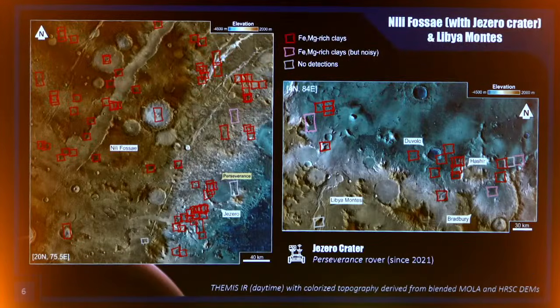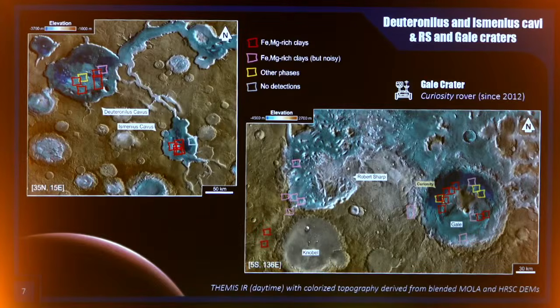another place with a huge mineralogical diversity. Also a lot of carbonates have been identified there. And then also Libya Montes, another place of interest. And then other places, like Gale Crater, where you have clays and sulfates, but we already discussed those yesterday.